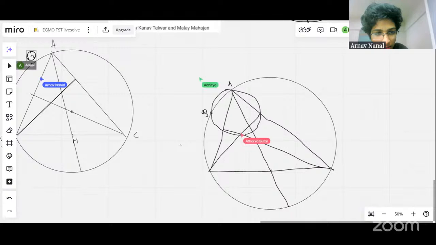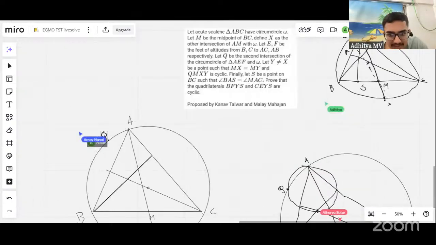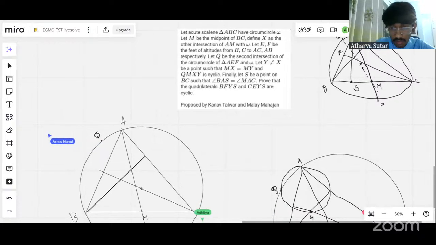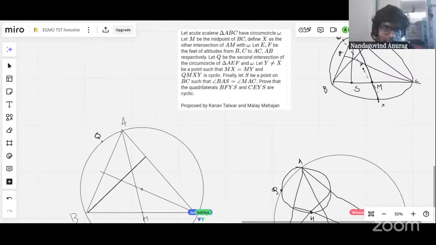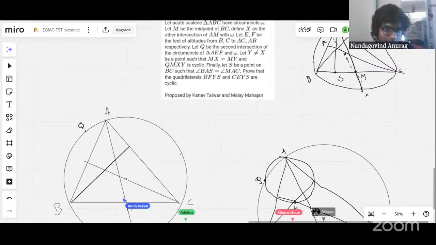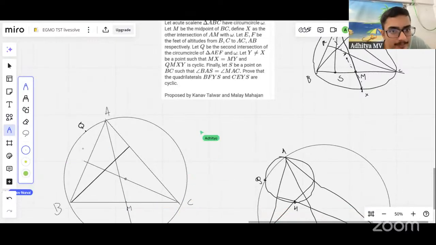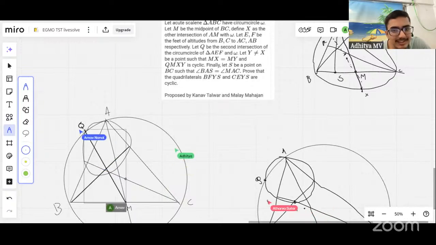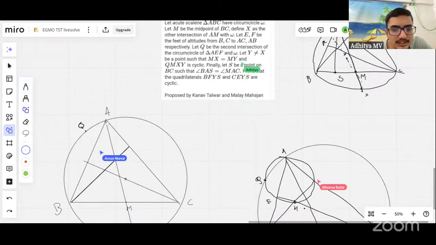Okay, and we have this point X. X is the bottom point. X is here. Q is the second intersection of AEF and... okay. What do you want to show? We want to show BFYS cyclic and CYS cyclic. Maybe define Y as that, that seems much better. Where is E? E is on AB.